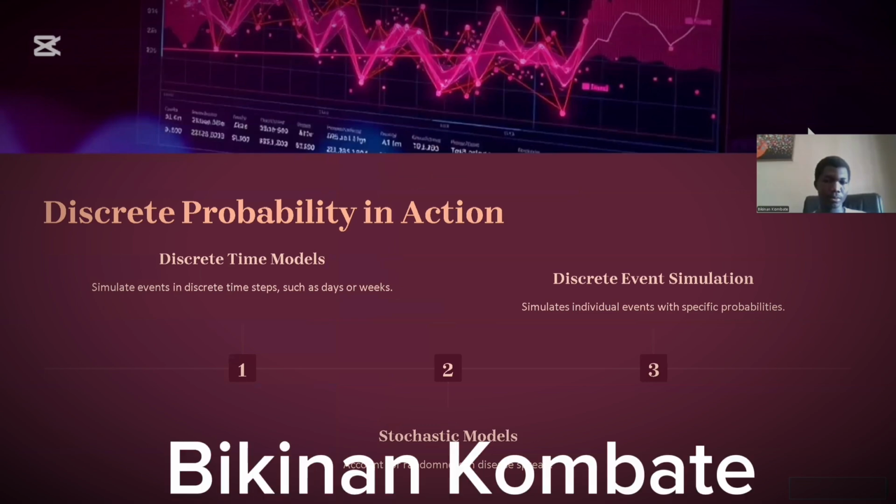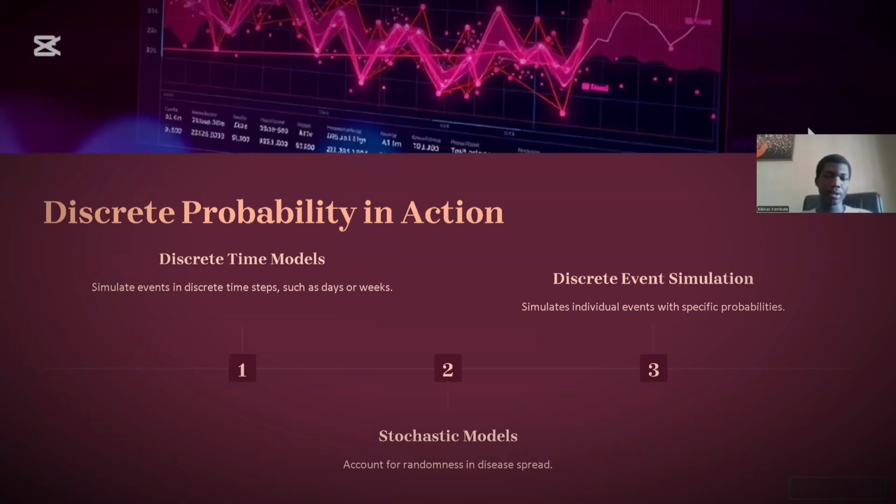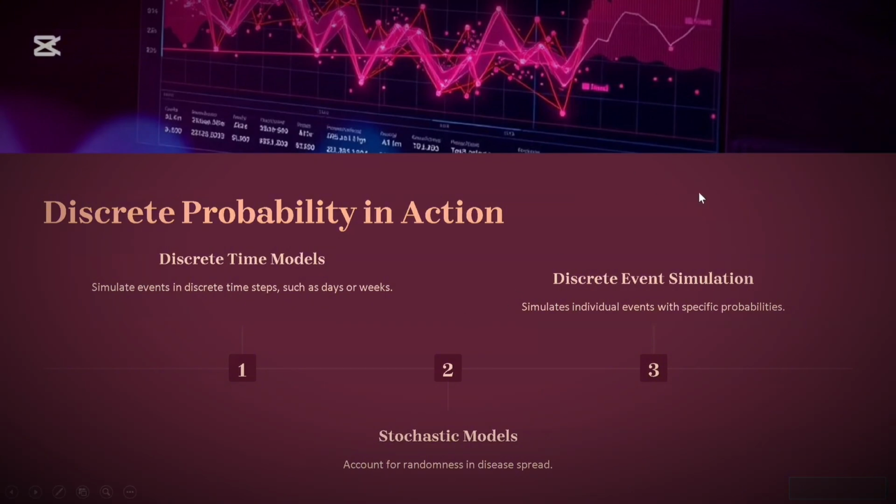Okay, so here we have the discrete probability models in action, and these models help us to forecast some of the ways to control the disease spread and also make informed decisions. Over here we have the discrete time models, where we are able to use time frames to determine the trend in the disease, how it is moving, how it is infecting people, or how people are recovering within a particular time frame.